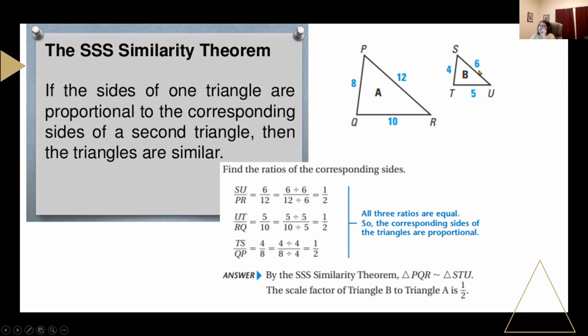And then I'm going to look at the largest sides, 6 and 12. When I place those over each other, see how that reduces to a half also? So because they all reduce to the same number, they are similar. If one of these was like 1/3 or 1/4, then they would not be similar. But because all three were 1/2, then it is similar. And that's also called the scale factor. We good? Is that better?